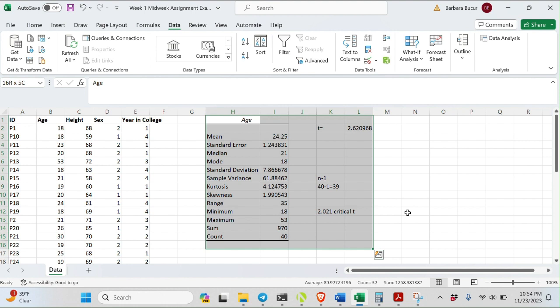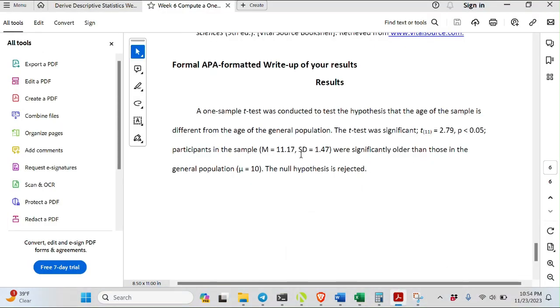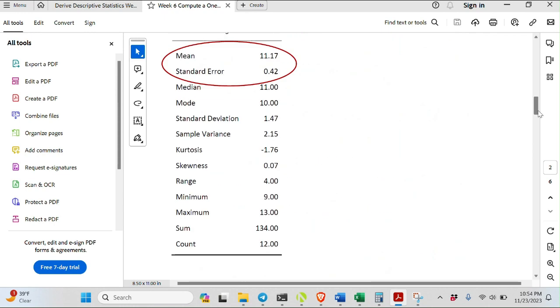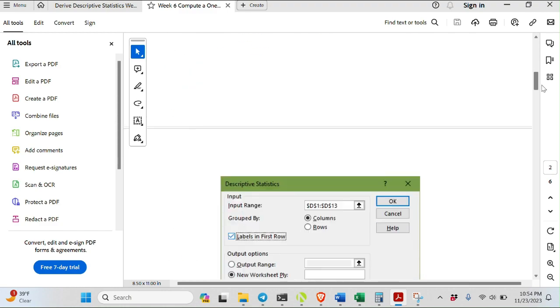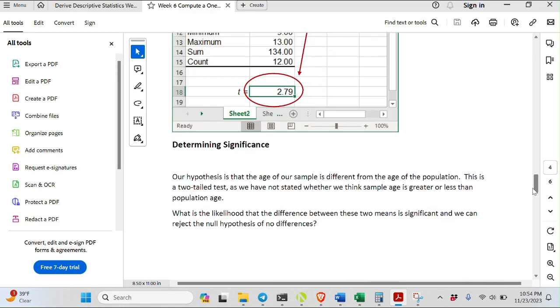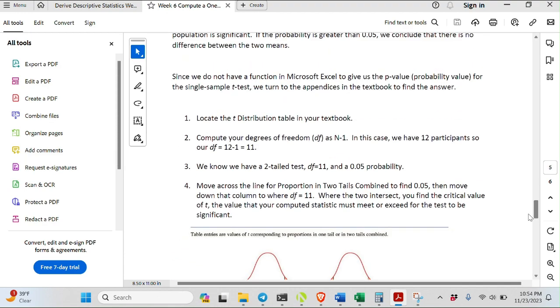If you have any questions about that, you can send me a message. But I also encourage you to look at this document, the week 6 compute a one sample t-test. It goes over everything step by step with an explanation of everything. Okay, as I said, let me know if you have any questions.